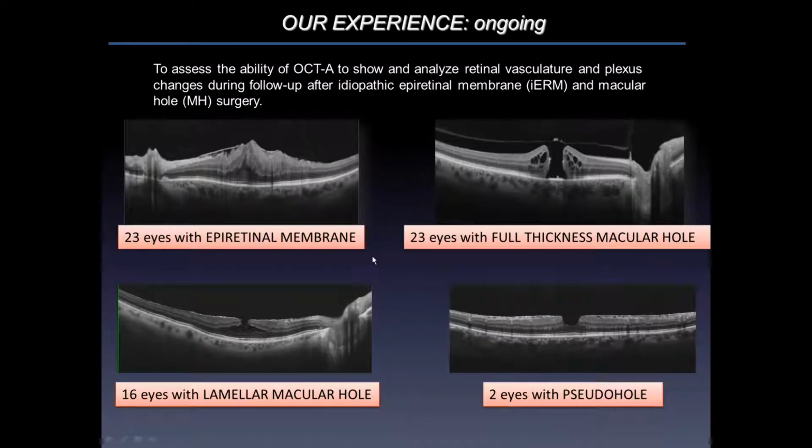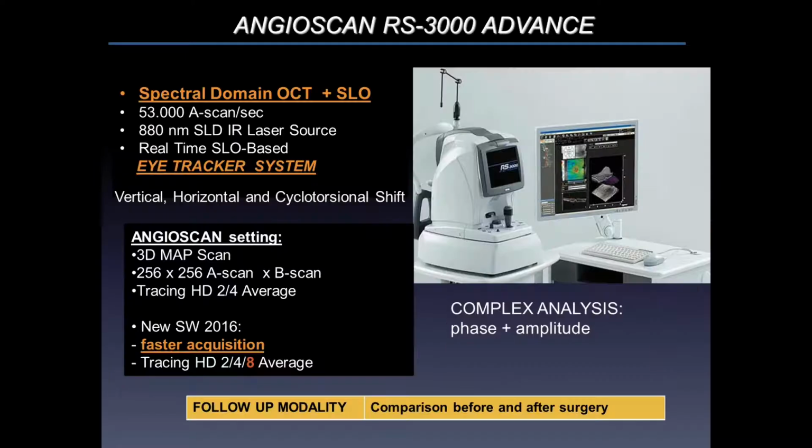And we observed some cases of our patients operated on for epiretinal membranes, for full thickness macular hole, for lamellar macular hole, and for pseudohole. And for the first time, we observe also the functional aspect of these problems, associating microperimetry with angiography. We use this machine, you know very well this machine.